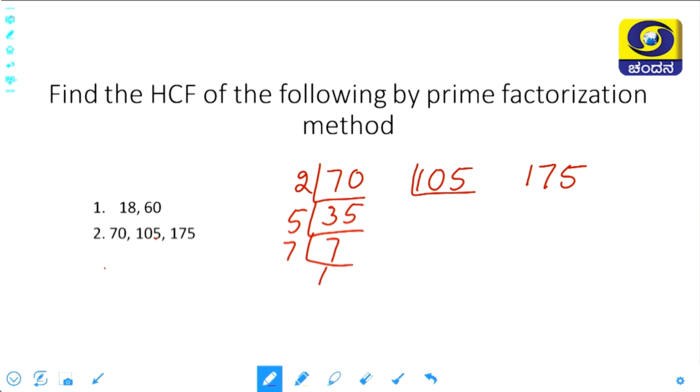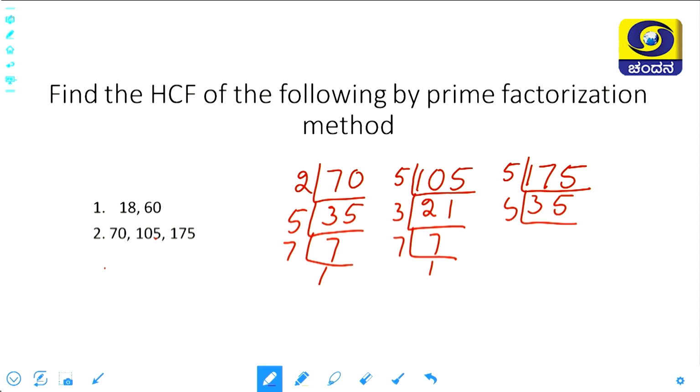It is from 5 because in ones place there is 5, 5 2s are 10, 5 1s are 5. 21 will be divisible by 3, 3 7s are 21, again 7 1s are 7. Here again we can divide by 5 as there is 5 in the ones place. 5 3s are 15, 5 5s are 25. Again 5 7s are 35, 7 1s are 7.